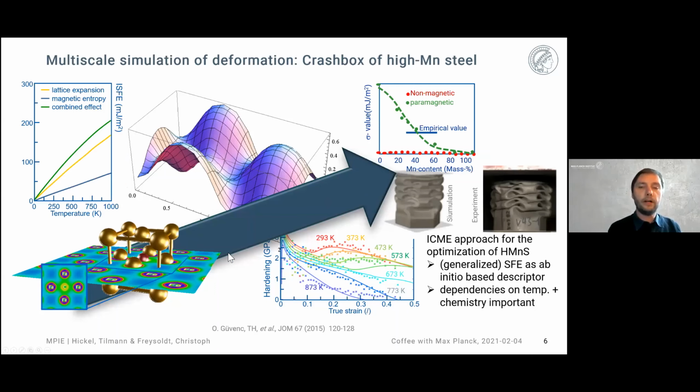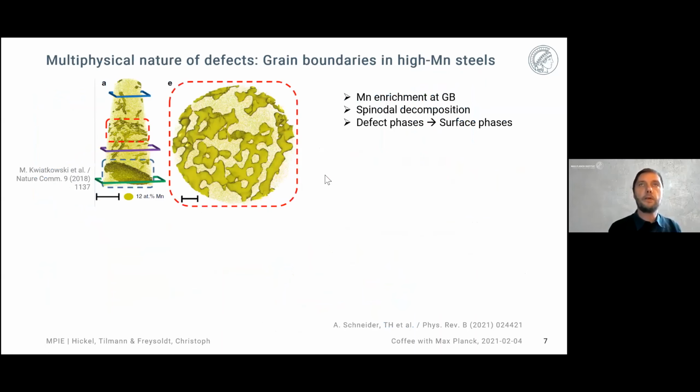Important is, however, that it's often not only one absolute value you would like to use in such kind of multi-scale simulation. Much more important is actually the dependence of this descriptor, stacking fault energy in this case, on thermodynamic parameters. Something like temperature dependence or dependence on local chemistry. And this makes materials so interesting, this kind of multi-component, multi-physical nature of defects actually.